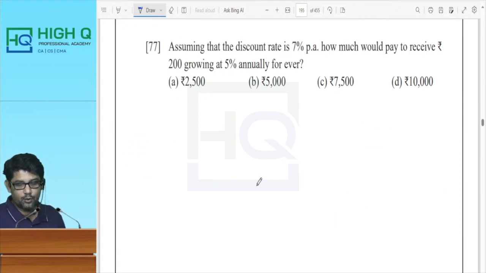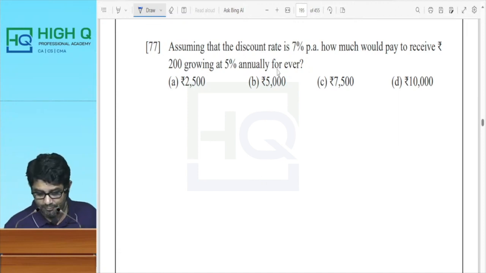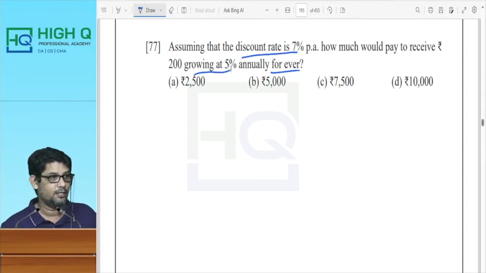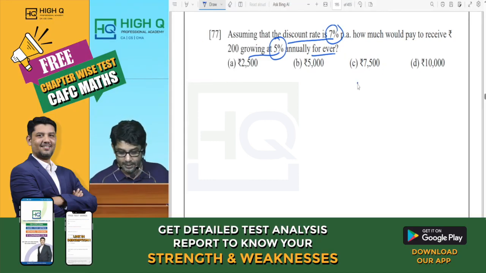Assuming that the discount rate is 7% per annum, how much would you pay to receive rupees 200 growing at 5% annually forever? Listen here, my dear. Forever stands for perpetuity. But here the discount rate is given, the growing rate is given. So what is the interest rate? The difference between discount rate and growing rate. 7% minus 5%. What is it? 2%. So 200 divided by 2%. This is what your answer is.